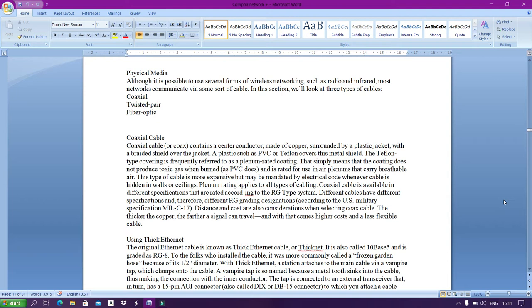Coaxial cable is available in different specifications that are rated according to the RG type system. Different cables have different specifications and therefore different RG rating designations according to US military specification MIL-C-17. Distance and cost are also considerations when selecting coax cable. The thicker the copper, the further the signal can travel, and with that comes higher costs and less flexible cable.